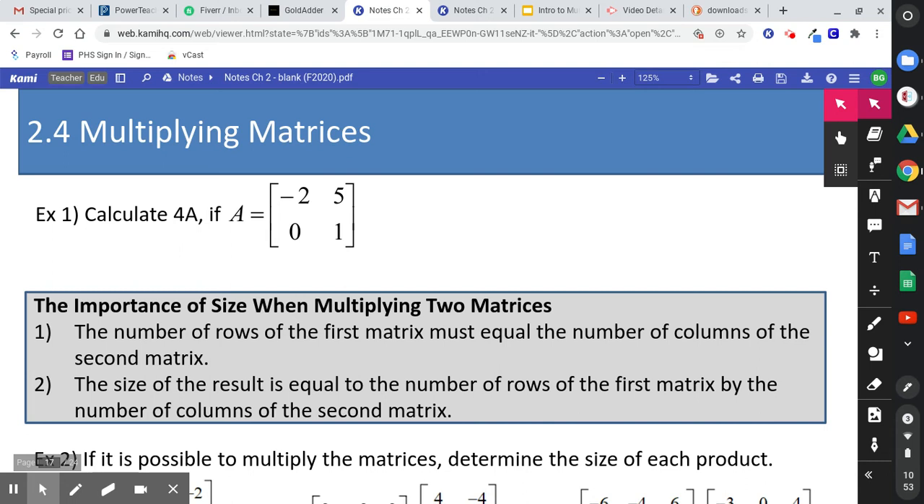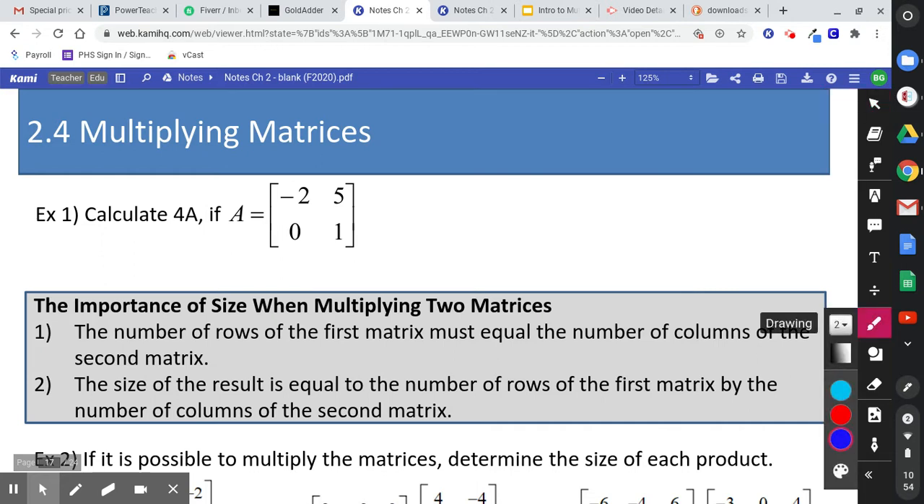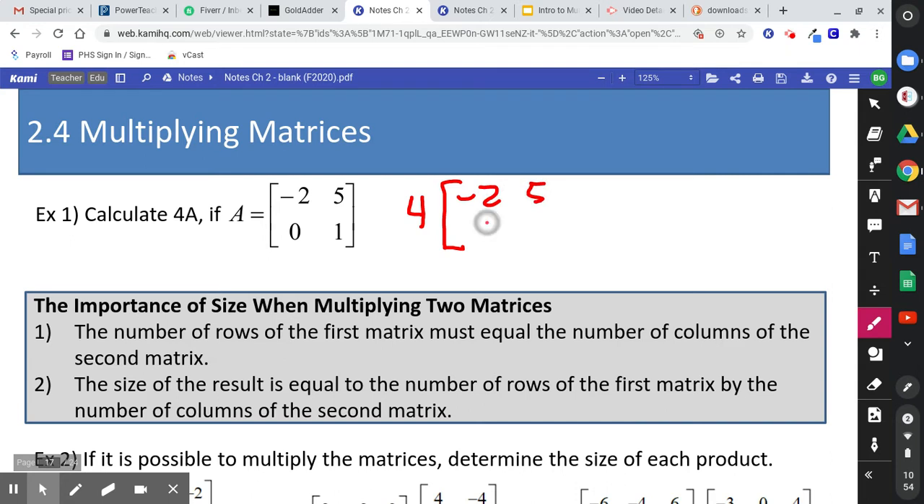2.4, multiplying matrices. Example 1 says calculate 4 times A. This is the easiest type of multiplication, scalar multiplication. We're just multiplying 4 times that matrix. You can think of it as distributive property if you want, but we're just going to multiply 4 times each of the elements. 4 times negative 2 is negative 8. And 4 times 5 is 20. And 4 times 0 is 0. And 4 times 1 is 4.